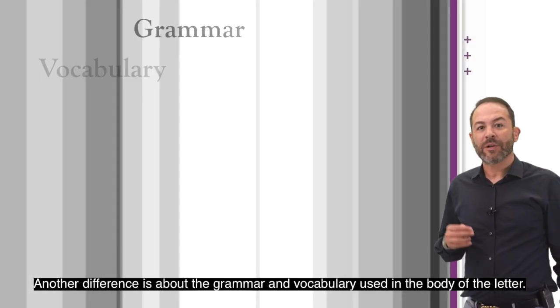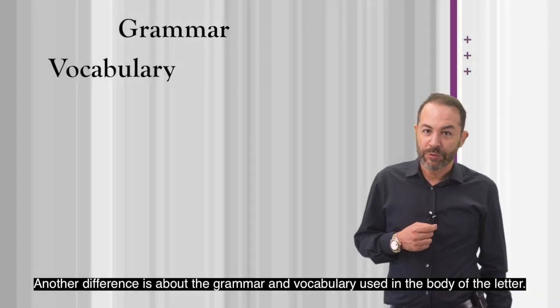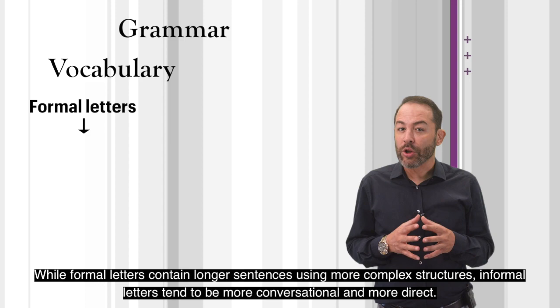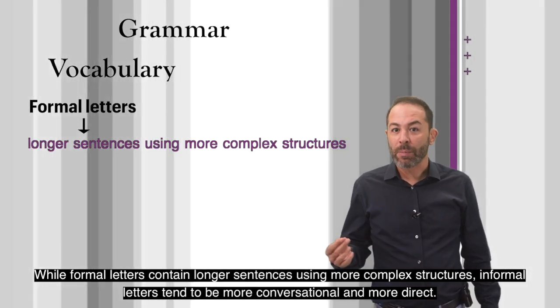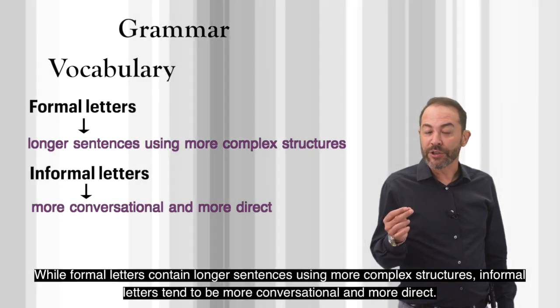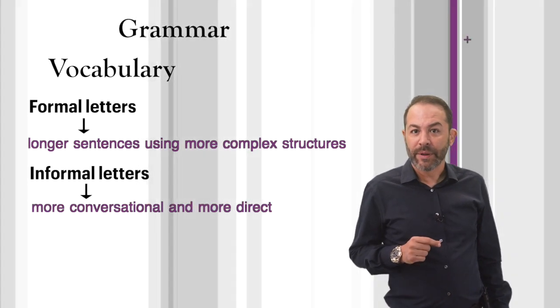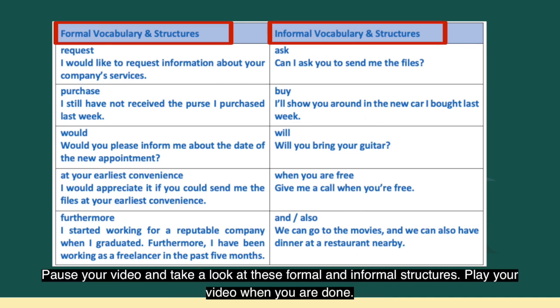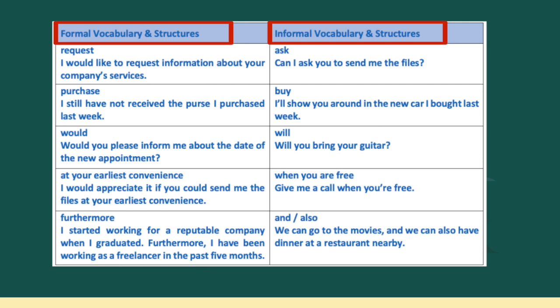Another difference is about the grammar and vocabulary used in the body of the letter. While formal letters contain longer sentences using more complex structures, informal letters tend to be more conversational and more direct. Look at some examples of the differences between the language used in formal letters and the one used in informal letters. Pause your video and take a look at these formal and informal structures. Play your video when you're done.